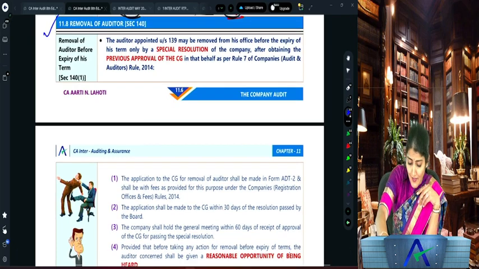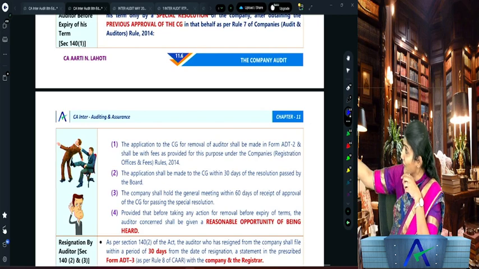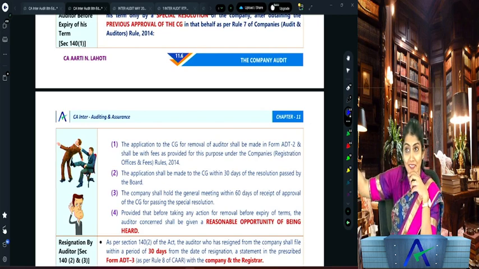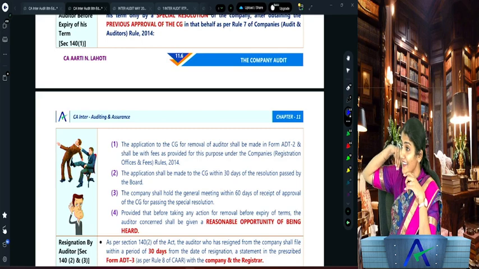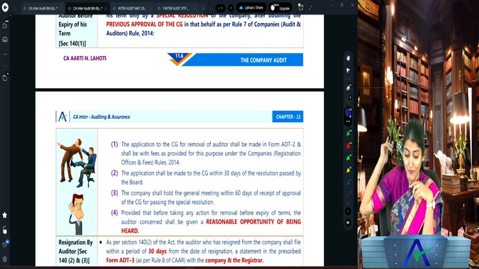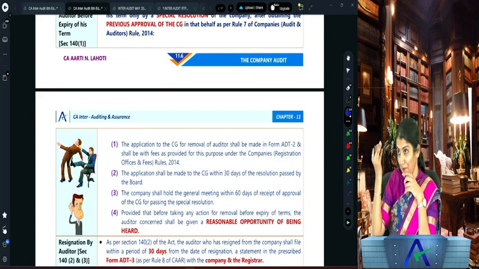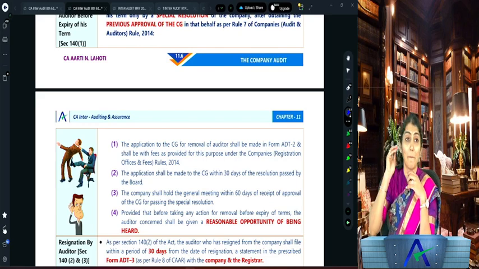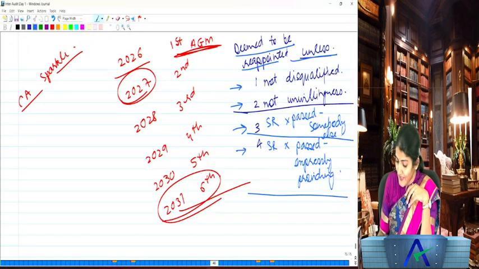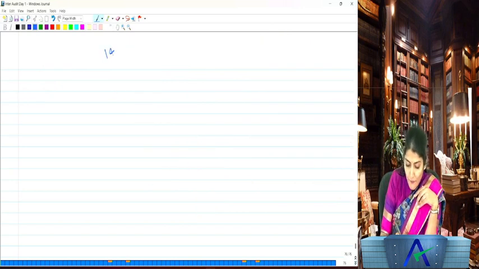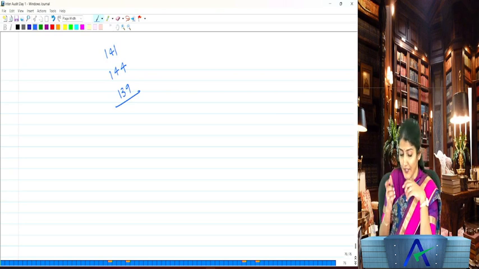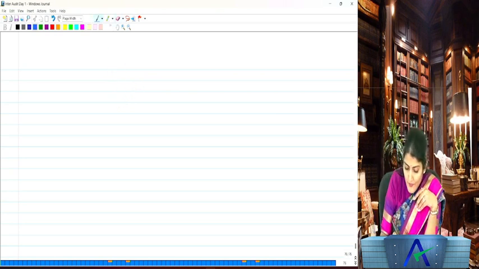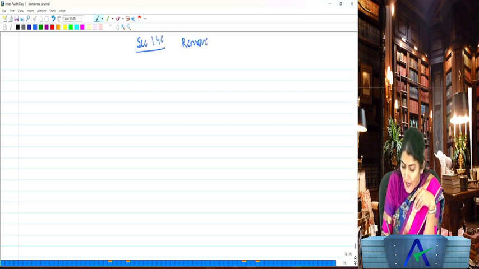Oh my God, is this how you remove an auditor? Don't know what image they put. This is not how you remove, but just for you to remember. They say removal of the company auditor. So which sections have we studied so far? 141, 144, 139, three sections we have studied so far. Now coming to section 140, which is regarding the removal of the company auditor.